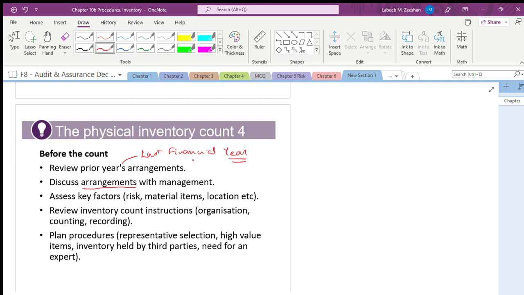Now, when you assess the risk, you have to assess the risk in general, in terms of material items, and with respect to location. Location risk will be done from various angles. Don't say that risk is very structured or tailor-made. It is location wise.